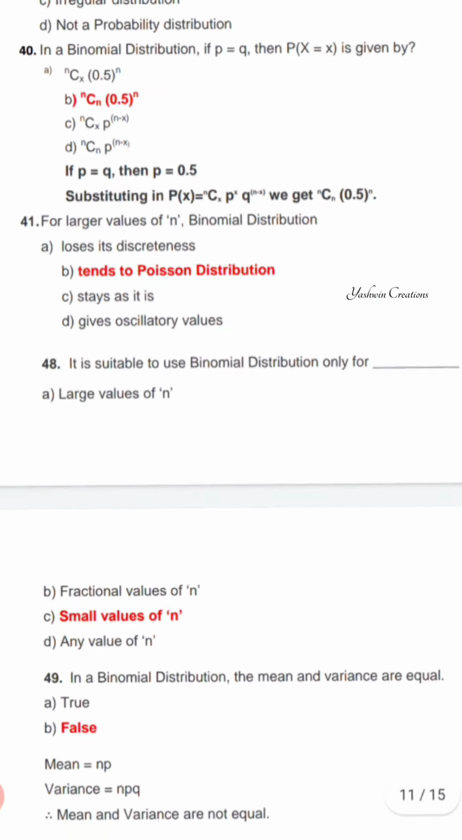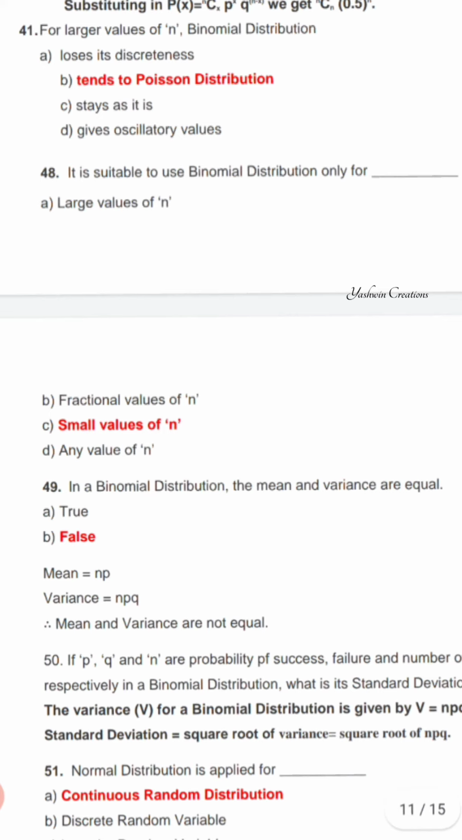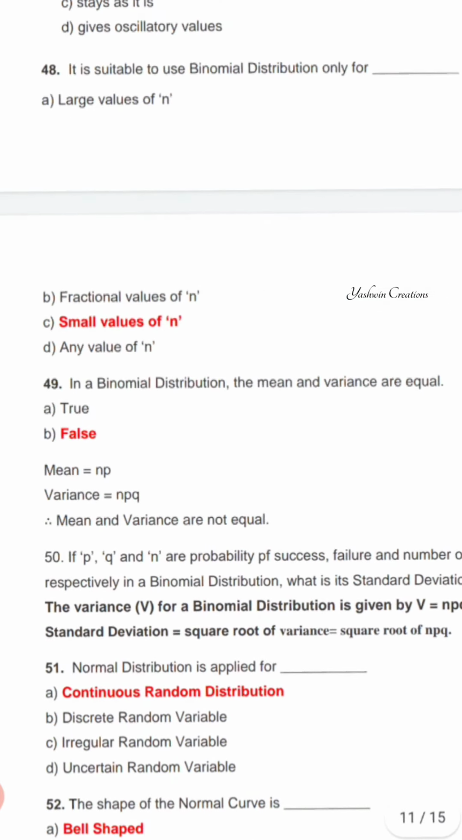In the binomial distribution, the mean and variance are equal? No, they are not equal. The mean equals n times p and the variance equals n times p times q.